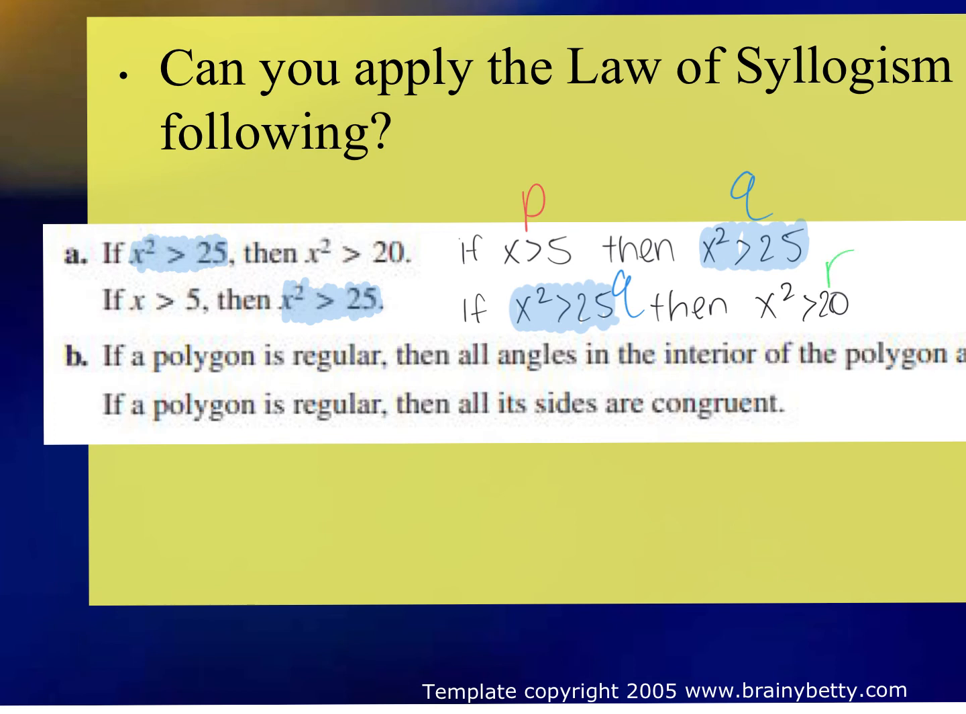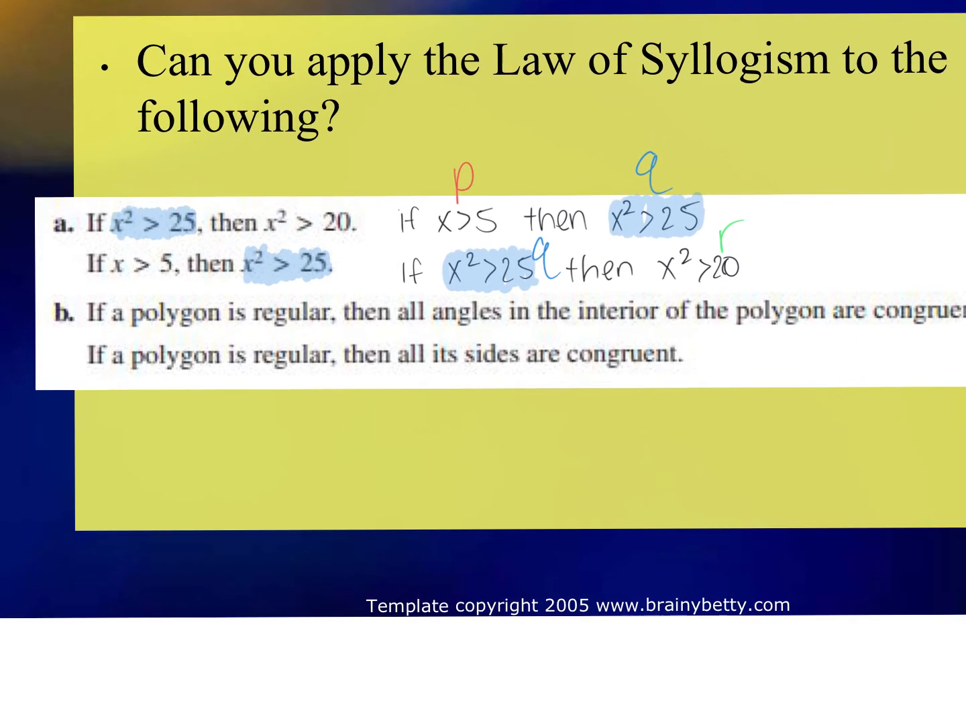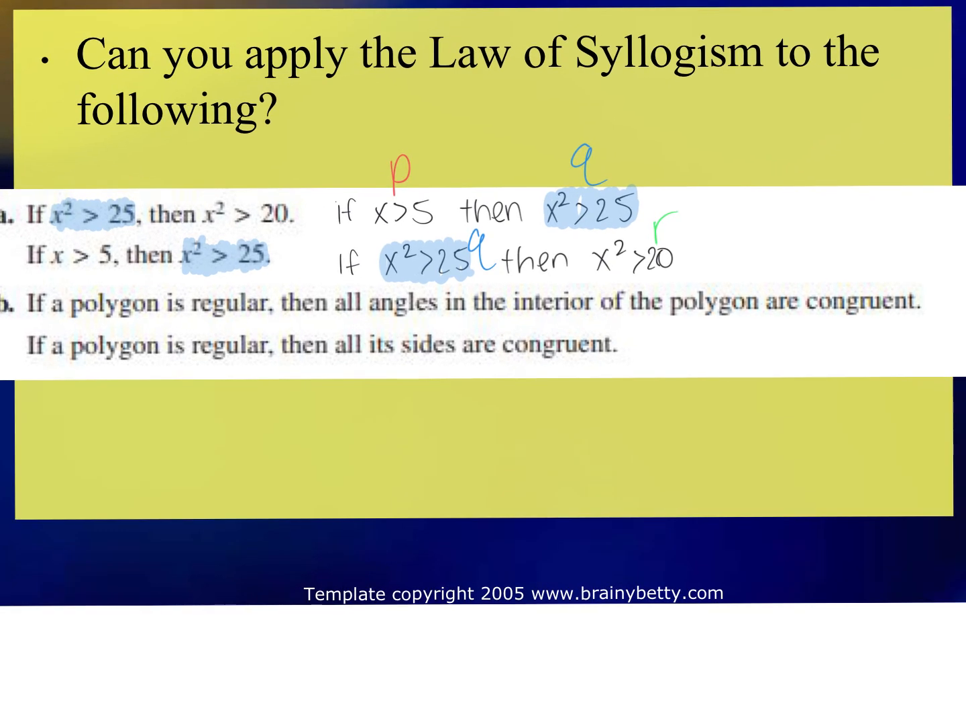So in the law of syllogism, it says if you have two conditionals and your conclusion from the first one is the hypothesis of the second, you can jump straight from P and go to what? R. So what's our final conclusion based on the law of syllogism? Carson? If x is greater than 5, then x squared is greater than 20. Excellent. Very good.